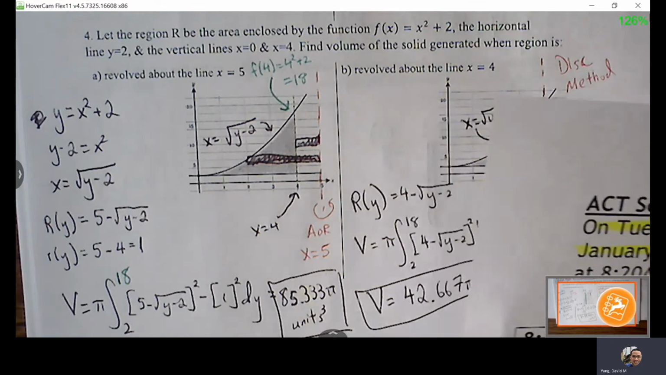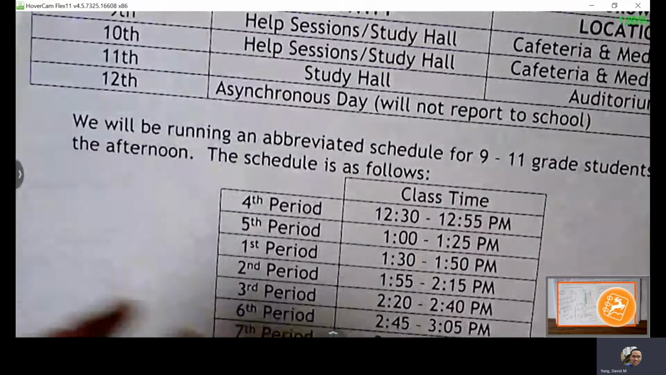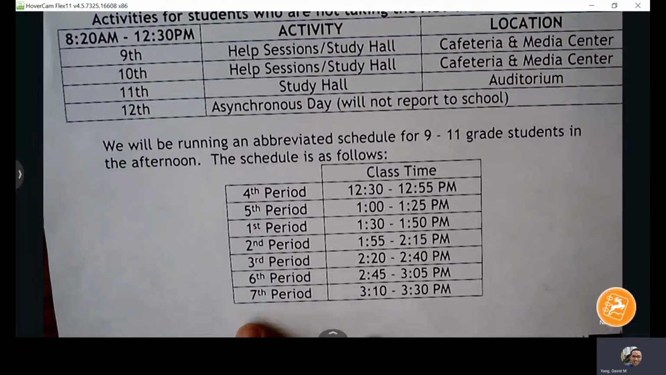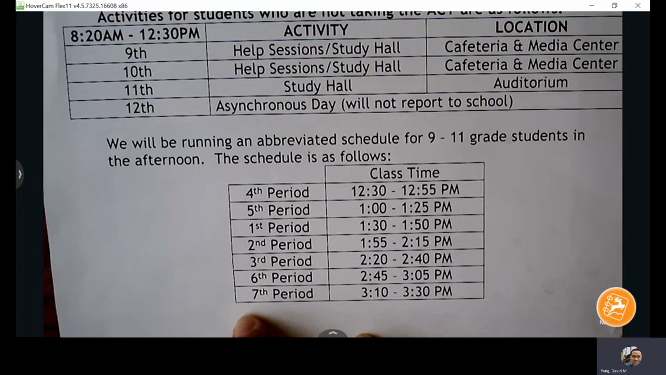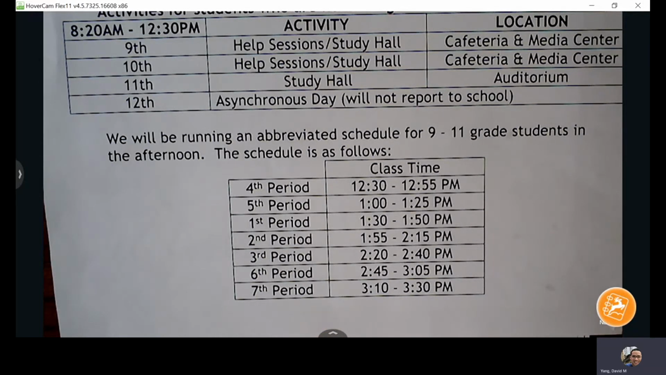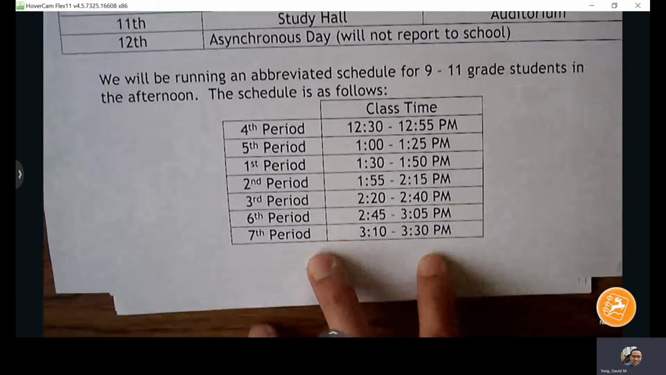So guys, tomorrow, ACT day, seniors, you'll be asynchronous for you. Not going to assign any work for tomorrow, except for you guys to finish up on the homework, which I'm going to check on Wednesday. So tomorrow, if you're here, I'll put together a practice worksheet, just more practice with disk and washer method. And I'll also post it on the website. So if you're at home and you want another worksheet, I'll have that ready for you as a resource. But most of the class periods will be pretty short tomorrow, between 20 and 25 minutes. And we start at 12:30.